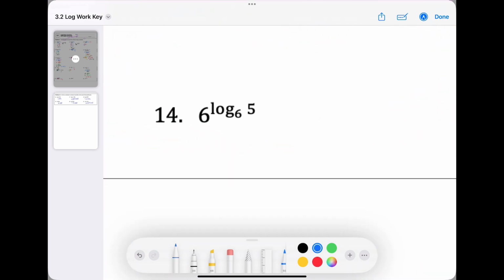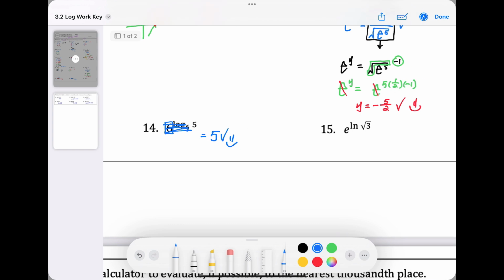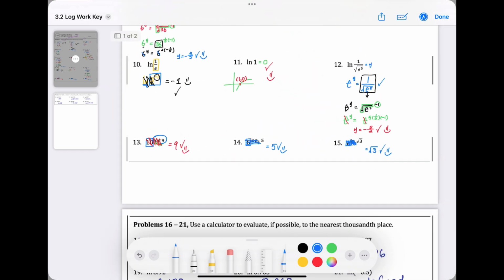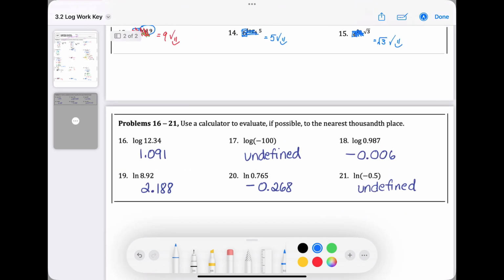Happily move on. All about the base, same thing. This 6 is the base of my exponential, but my power is also a log. Now, what is the base of my log? Also 6. So all about the base. Base the same, cancel out. What is my final answer? 5. Very good. All right, same thing. All about the base. e is my base, but natural log, the base is also e. So base the same, cancel out. So my final answer is square root 3. How fun is that? No calculator. Love it, love it, love it.